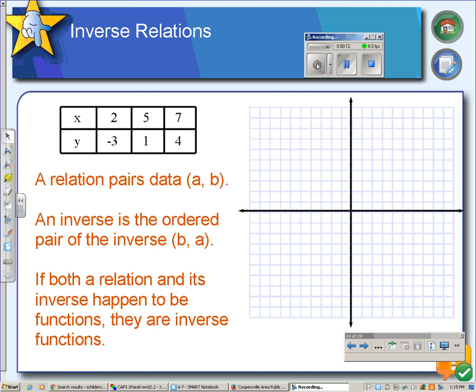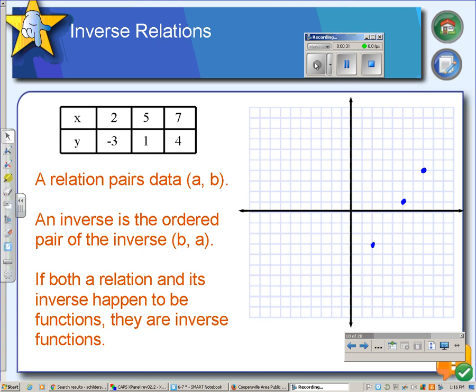So if we have an XY table like this one, this is called a relation, and each of the XY pairs can be related as coordinates. So we could graph this data table and it would look like this.